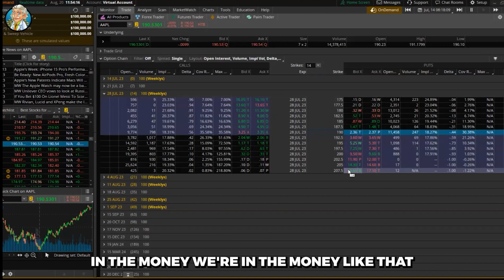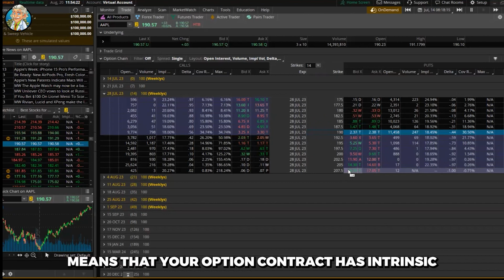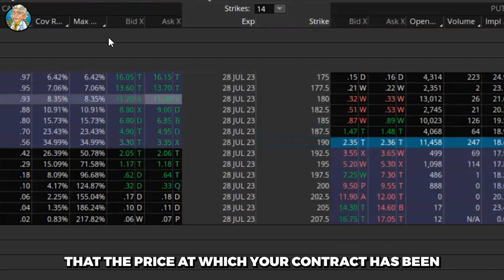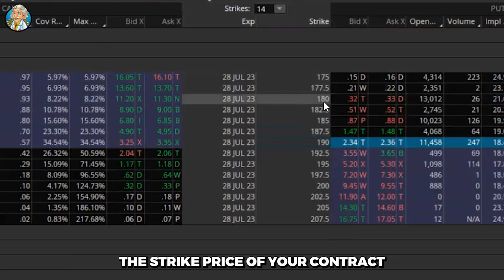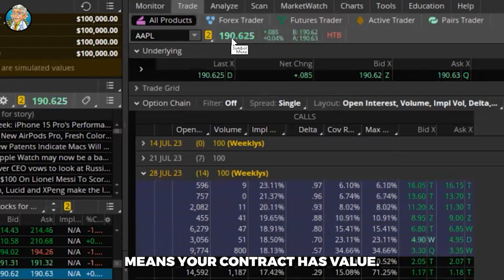All right. In the money. We're in the money. Like that old song. In the money means that your option contract has intrinsic value, right? That the strike price of your contract compared to the trade price means your contract has value.